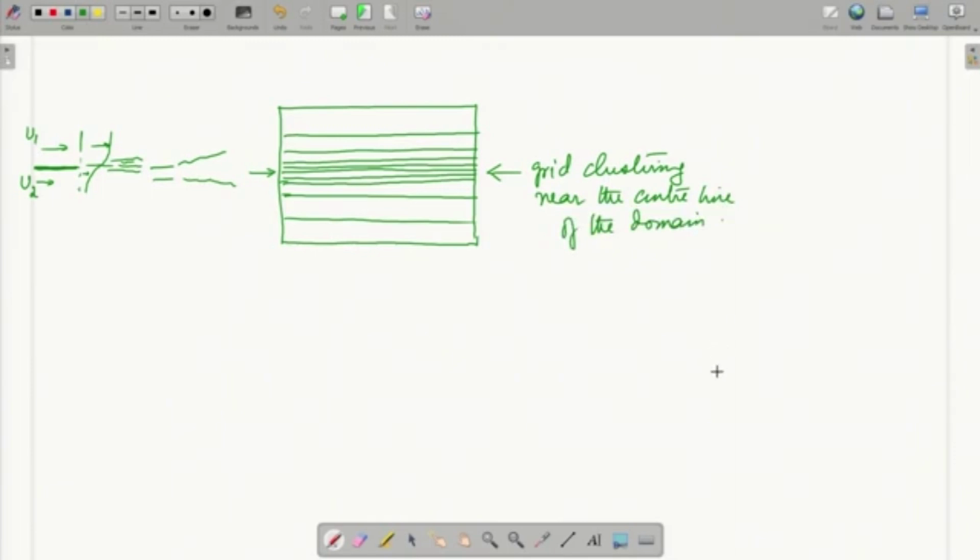So, we can understand that it is very much problem specific. We do not have a generic definition as to how you should go about doing the grid clustering. We have to understand the geometry of the problem, we have to understand what physics we are trying to capture from the problem, and accordingly we try to deploy the mesh for the problem. So, with this we finish this lecture. Thank you.